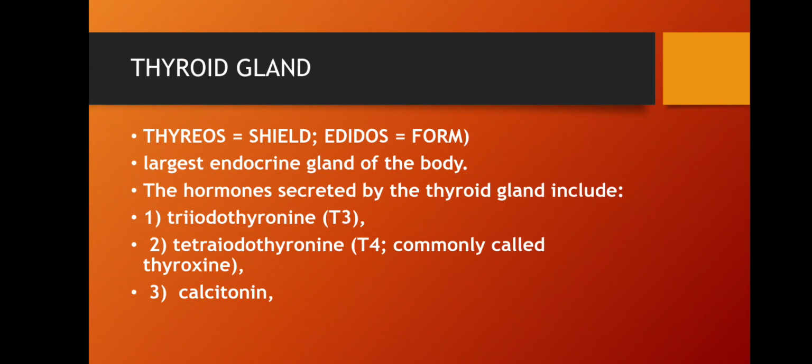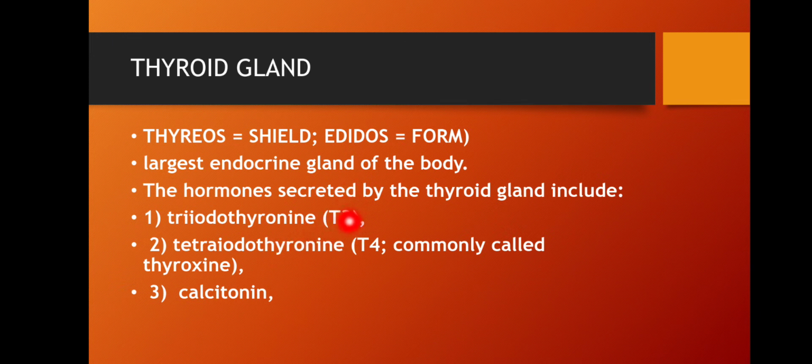So today we are going to discuss an important LAQ from the head and neck, that is the thyroid gland. So what is the thyroid gland? It is a shield-like structure present in the neck region. It is the largest endocrine gland of the body. It is named an endocrine gland because it secretes T3, T4 and calcitonin hormones. These hormones play a major role in the body's metabolic functions.